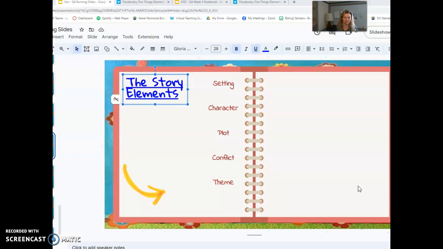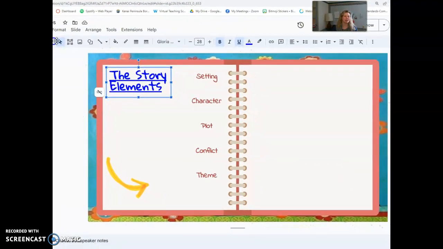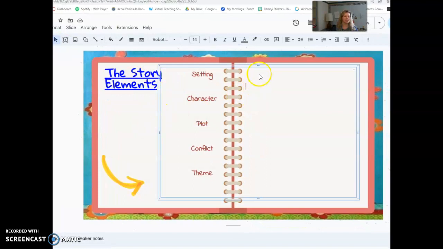If you are not annoyed with me at the moment, I would be surprised, because that song is annoying and gets stuck in your head. But it's a fun little way to remember the story elements in a catchy little tune. Plot, characters, conflict, theme, setting. Yes, these are the 5 things.